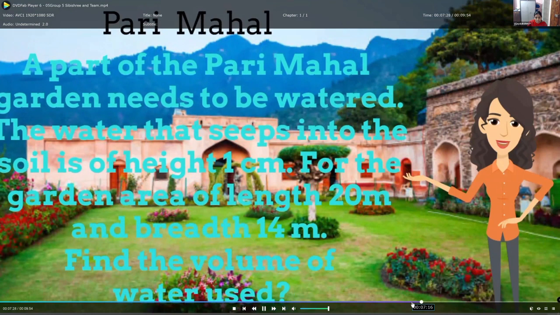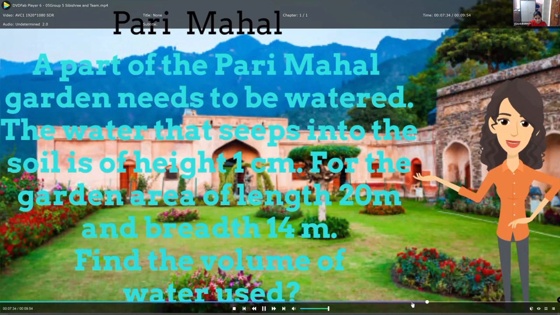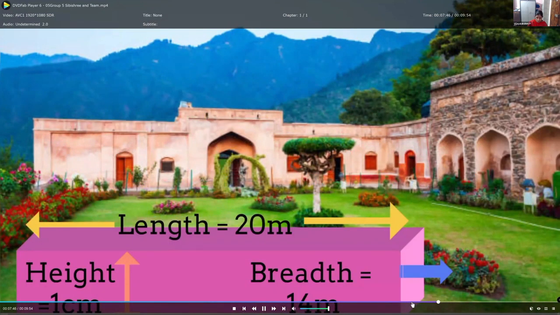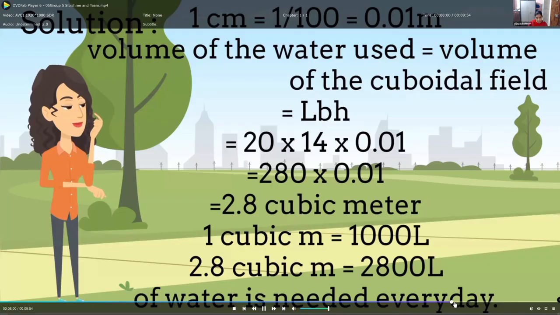She has taken the Parima part. The garden needs to be watered. The water that seeps into the soil is to a height of 1 cm. The garden is roughly 20 meters by 40 meters. Find the volume of water used. 0.01 meter. Volume of the water used equals volume of the cuboid, L times B times H, equals 20 into 40 into 0.01.